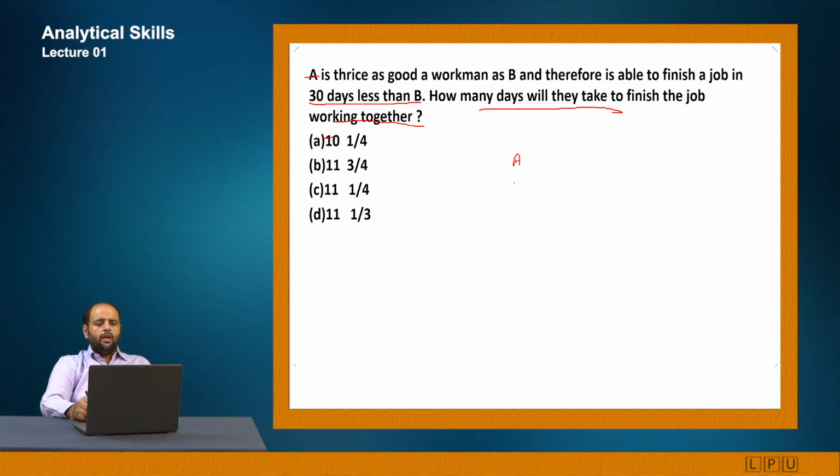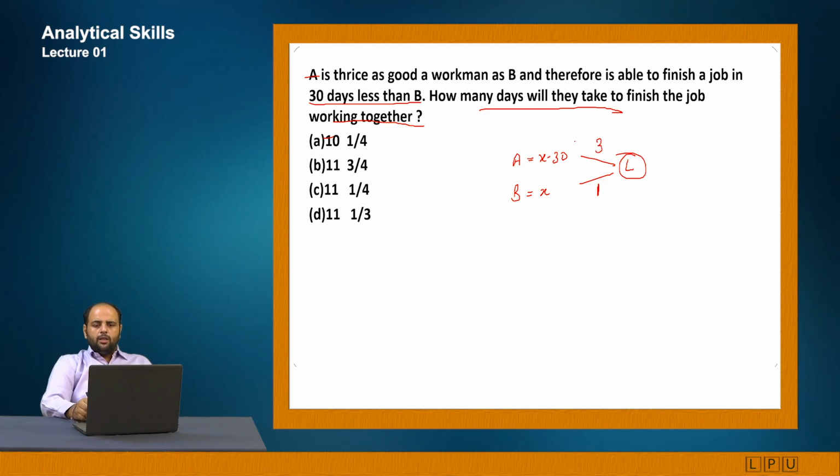So here is A, here is B. I am assuming that B takes X days to complete the work. Then A will take X minus 30 days. There will be some LCM, which will be denoted by L. Now, as we know, A is thrice as good as B. That means if B does 1 work in a day, A will do 3 works. So this can be related.